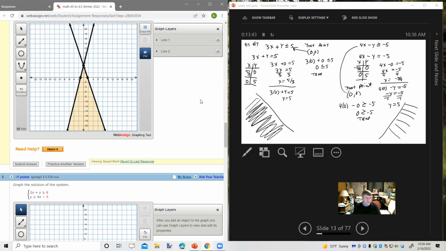I'm not going to click on submit the answer because this is a different problem than the one I'm doing, but I needed the grid to show it. All right, I'd ask if there's any questions, but there's nobody else here. So we're going to go on to the next problem.